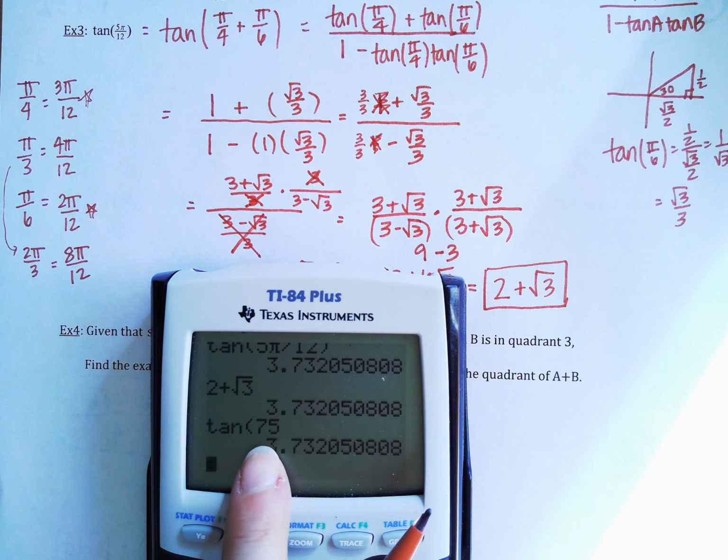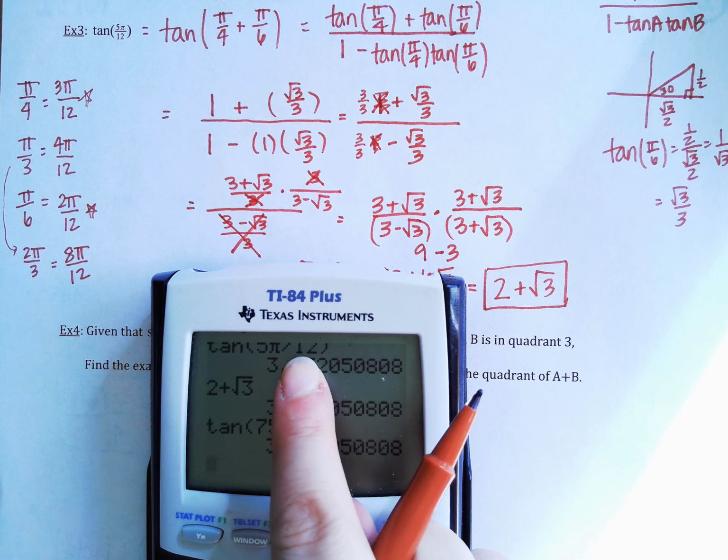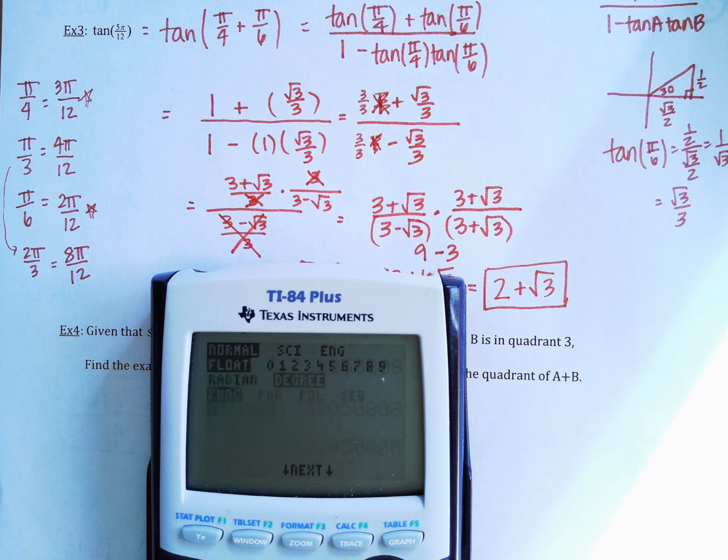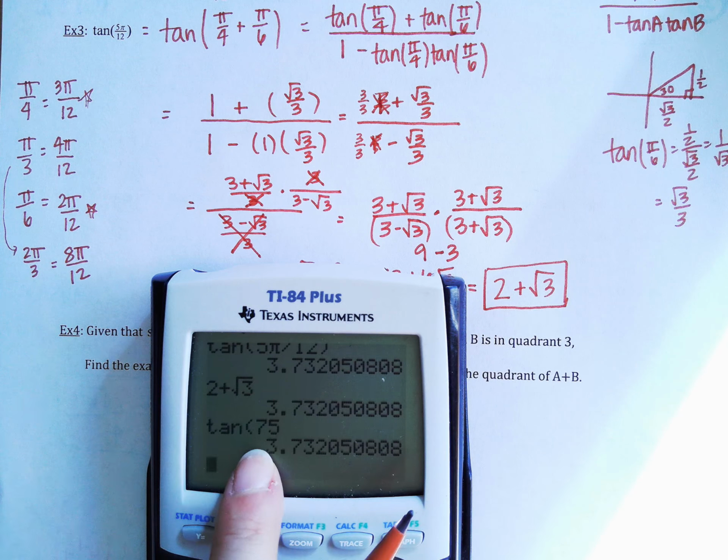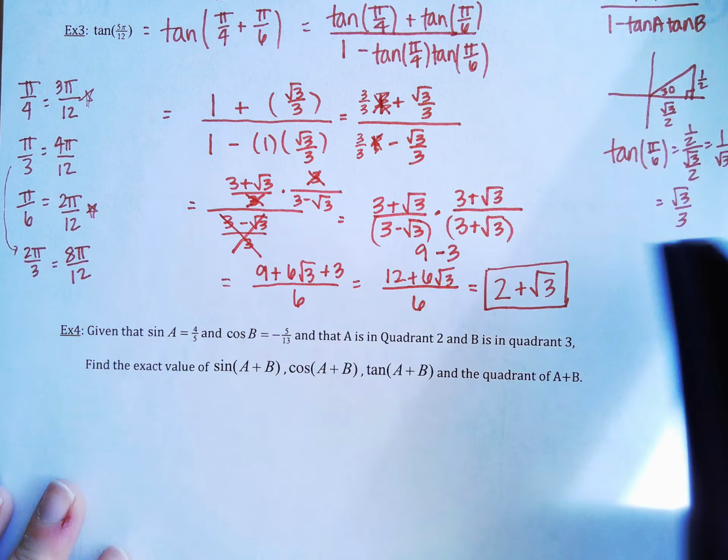Just make sure that you know what mode you're in. Doing it in radians means that you need to have your calculator in radians, but I just found the tangent of 75 degrees, so I just switched the mode of my calculator back to degrees. You just have to make sure that you know what you're doing, so you're consistent, so when you check your answer, you know that you did it right.